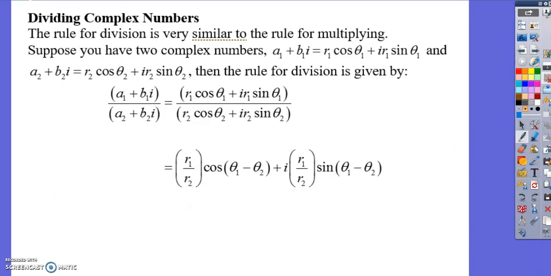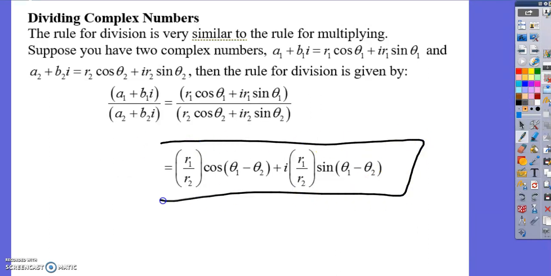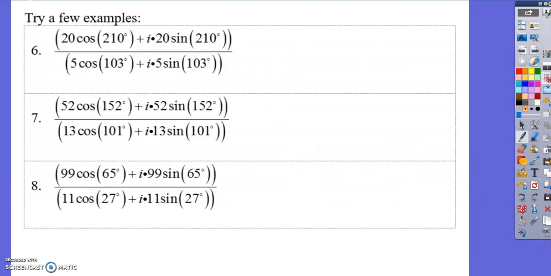In case you didn't know, this is the rule you need to remember. Sorry, I'm going a little fast because I'm running out of time. And you're running out of patience. So that's the rule I'm going to use. Here we go.